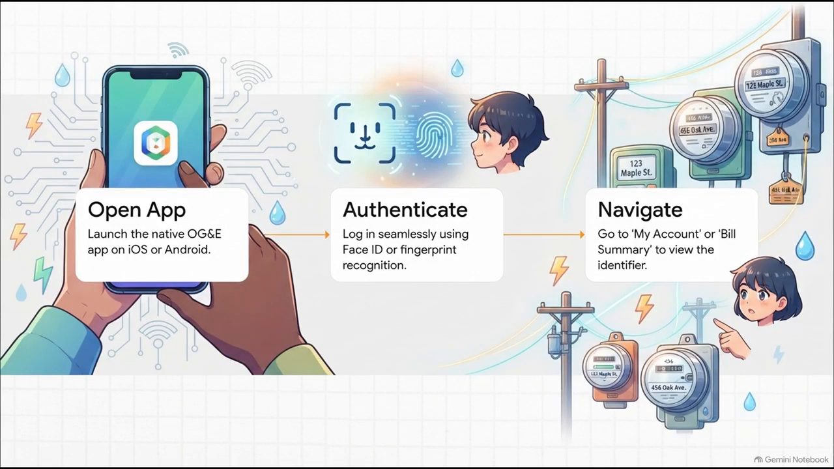But honestly, if you're on your phone, their native mobile app streamlines this beautifully. If you've got the app on your iOS or Android device, you can use biometric logins, like Face ID or your fingerprint, to just bypass typing passwords entirely, which is a huge win for convenience. Once you're in, navigate over to the My Account or Bill Summary tabs, and there's your active identifier. For property managers, or really anyone juggling multiple meters, the app even has this super handy switch account function. It lets you toggle right between different addresses to view their distinct 10-digit numbers all in a single session.